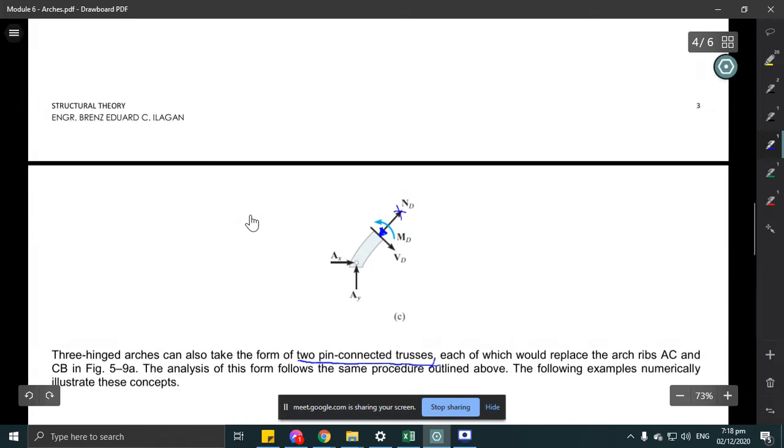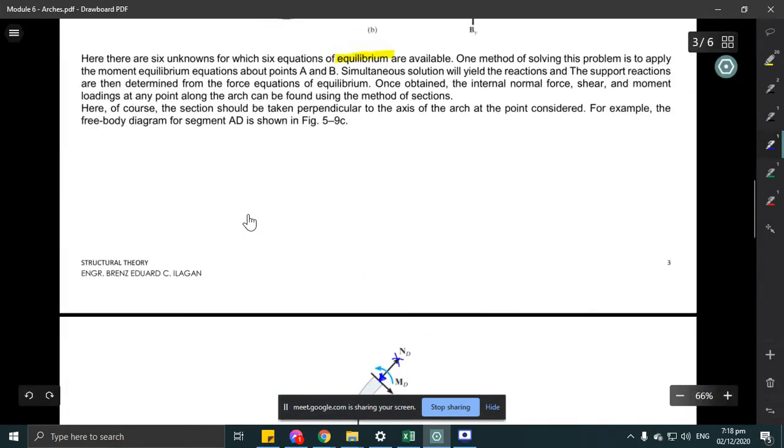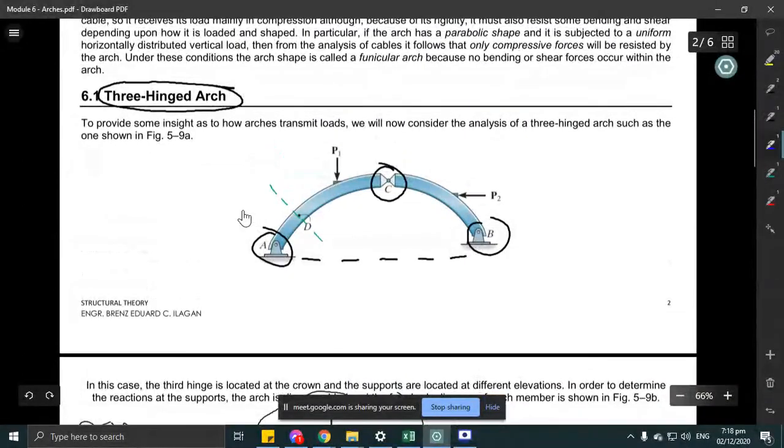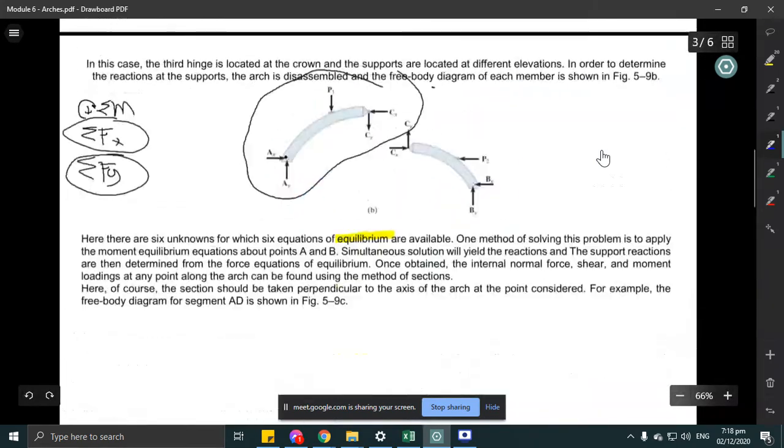So later on, ipapakita ko sa inyo kung paano siya nagsosolve or kung paano tayo nag-a-analyze ng isang arch. So ito, ayun nga, parang ano lang din siya, yun yung pin-connected frame, pero mag-ano rin tayo ng method of joint. But unlike do sa trusses, medyo iba lang yung magiging approach natin. So susundin nyo lang yung process. So, ganun lang, madali lang din naman to.